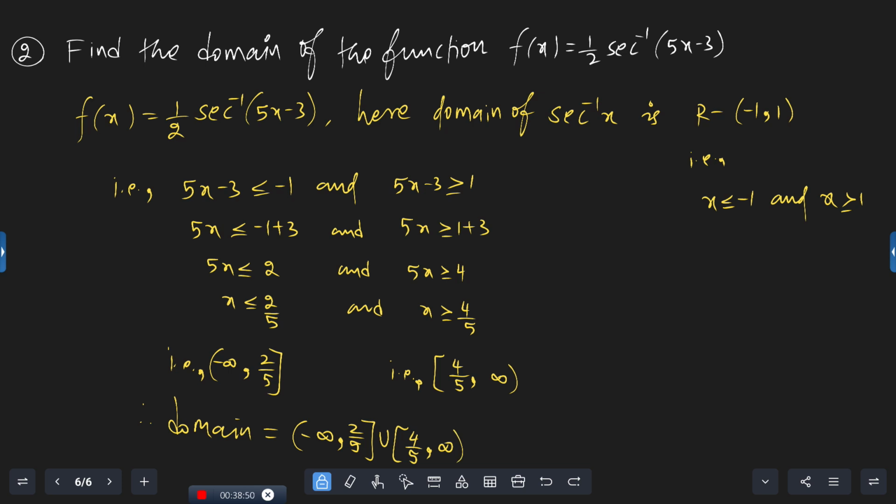Even here also, how can we write? Open interval minus infinity comma minus 1 union 1 comma infinity. This is the meaning for sine inverse of x, and for the given question, this is the meaning.